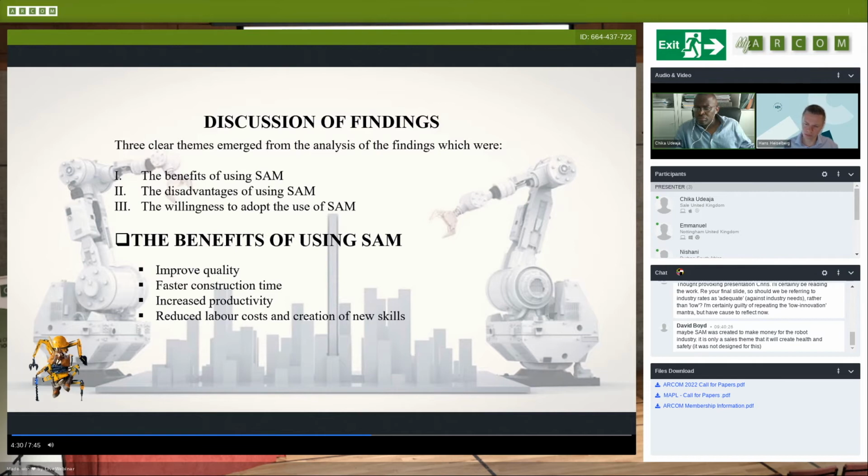Within the interviews, 3 clear themes emerged from the analysis of the findings. These 3 themes were the benefits of using SAM, the disadvantages of using SAM, and the willingness to adopt the use of SAM. Under the theme of the benefits of using SAM, the participants believed that the adoption of SAM within their construction companies would improve the quality, speed up the construction time, increase the productivity, reduce the labor cost, and create new skills as people have to be taught how to use SAM.